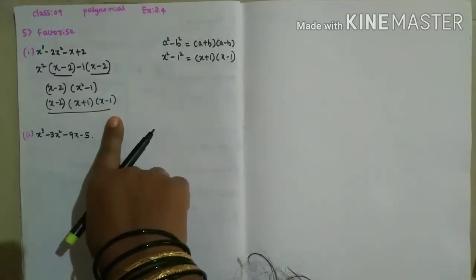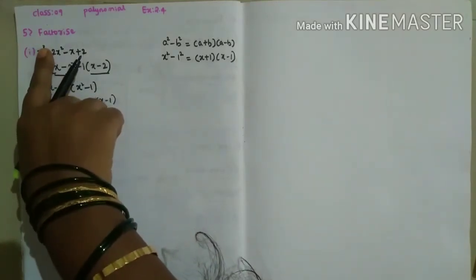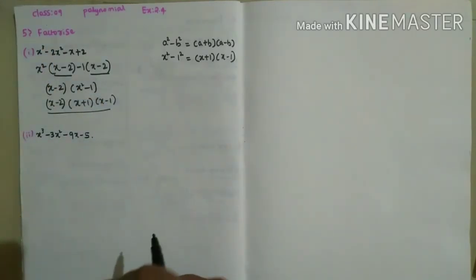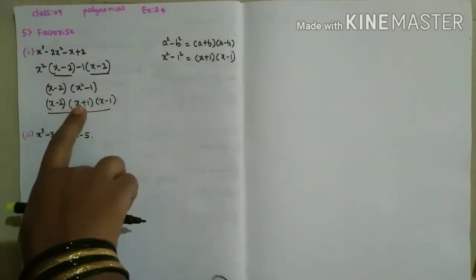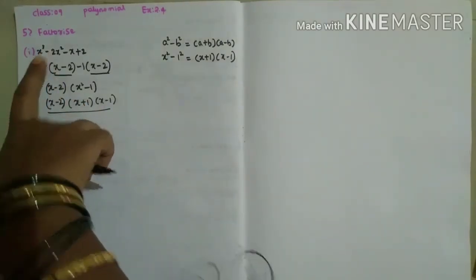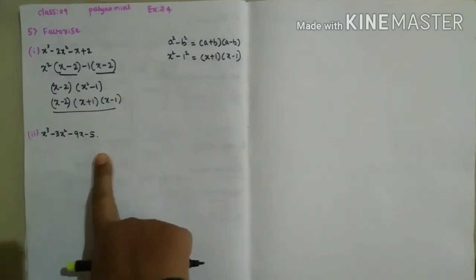In the last one, exercise 2.4 fourth question, you learned the degree was 2. If you want, you can see that in the classwork, the degree was 2. There you got only 2 solutions, like this 2 factors only we got. Here the degree is 3, we got 3 factors. Now we'll solve the second sum.